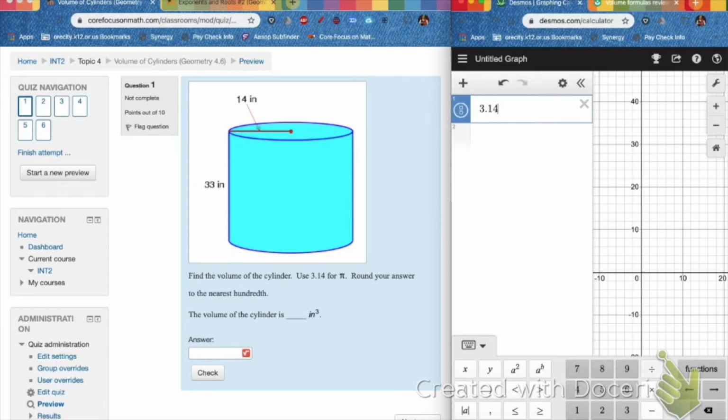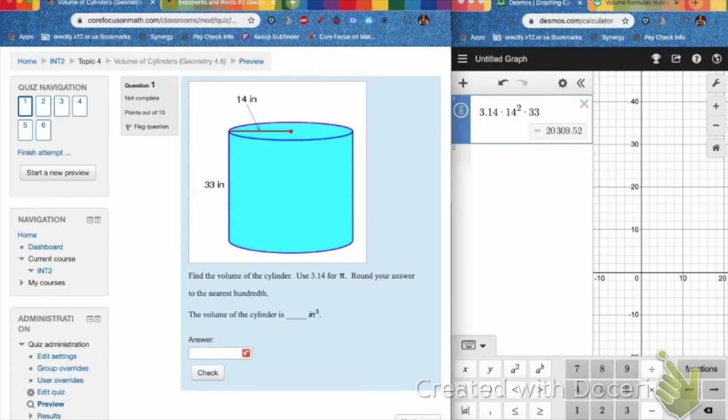Then I'm going to times that, which again is either shift 8, or you can use the little times button after you click on the keyboard down here, right there. Times the radius. Now squared here, it's really easy, it's just right here. You can also hit shift 6 and a 2. And then times the height, which is 33. If you do this correctly, you should be able to type it in.